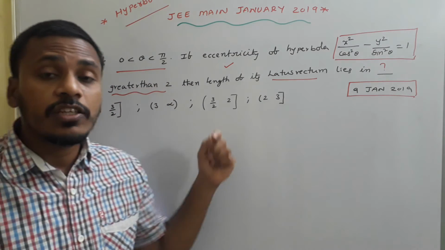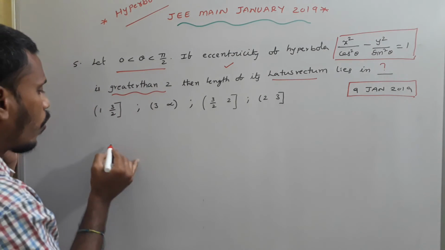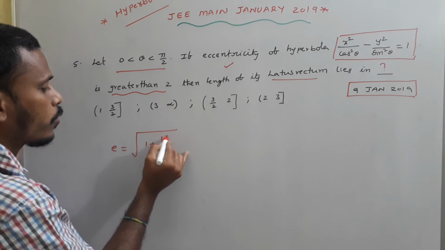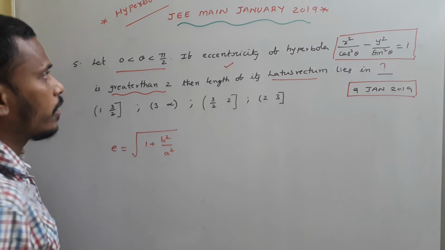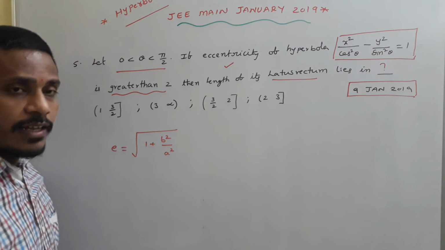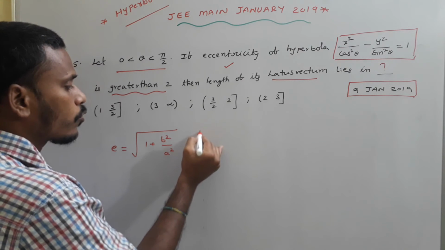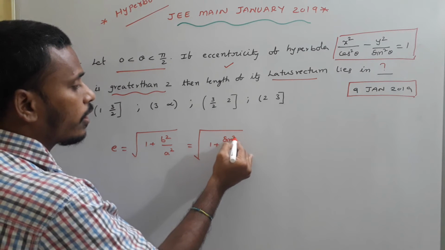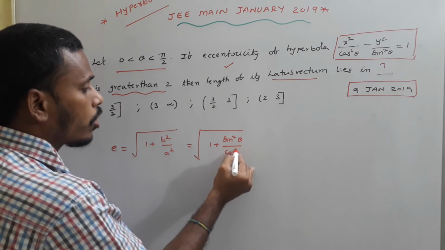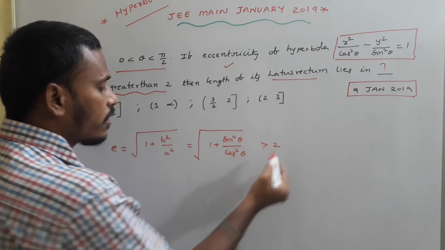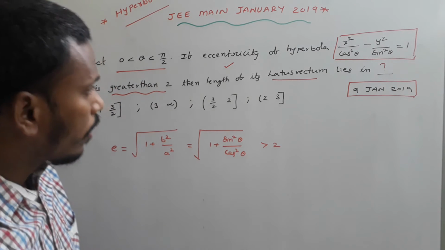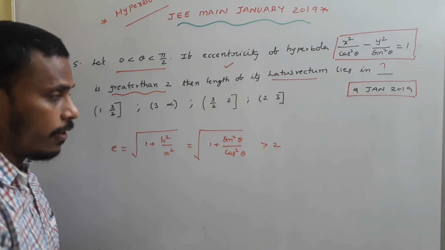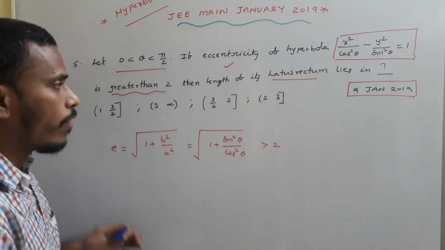So as given, the eccentricity of the hyperbola is greater than 2. So what is the eccentricity of that hyperbola? It is root of 1 plus b square by a square, and this eccentricity is greater than 2 as they given. So this is equal to square root of 1 plus b square is sin square theta and a square is cos square theta, and as given this is greater than 2. So now we just try to find the limitations for theta, the range of theta, and then we need to identify the range of latus rectum.